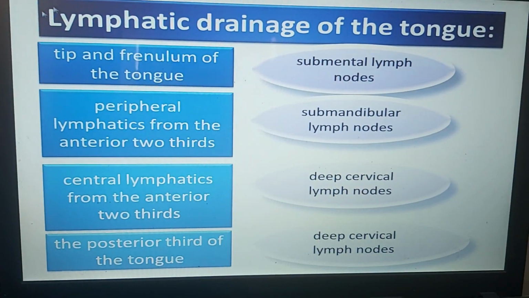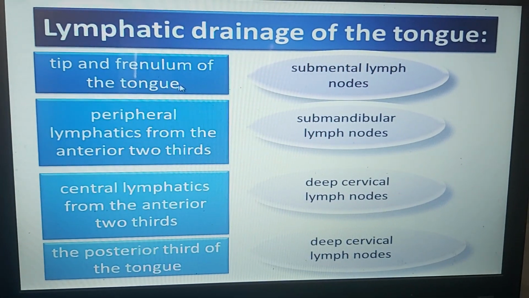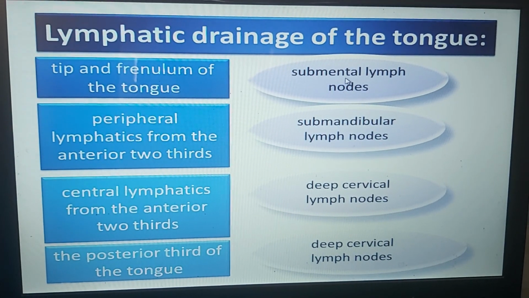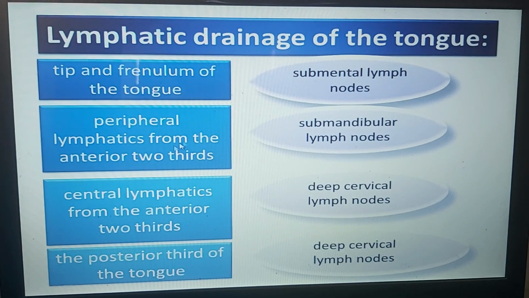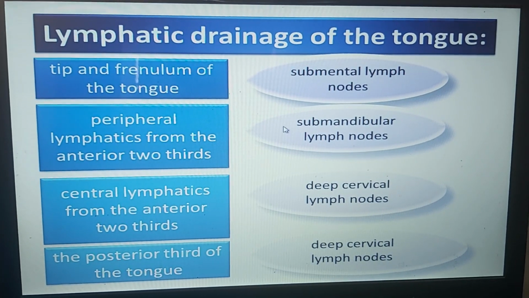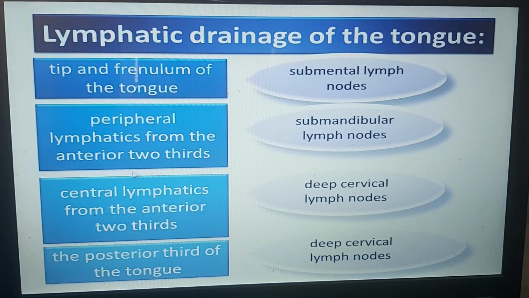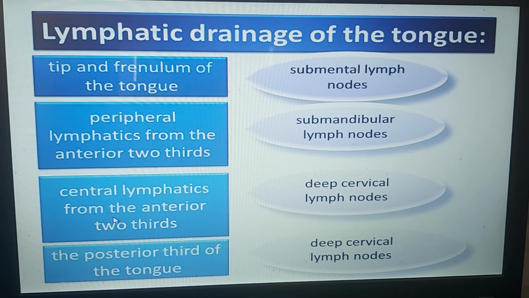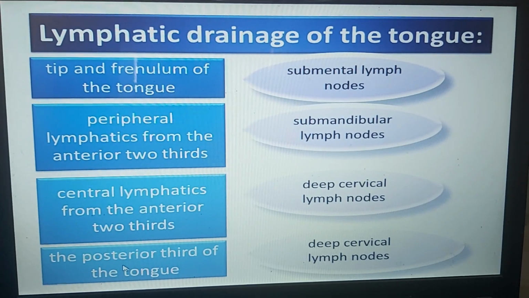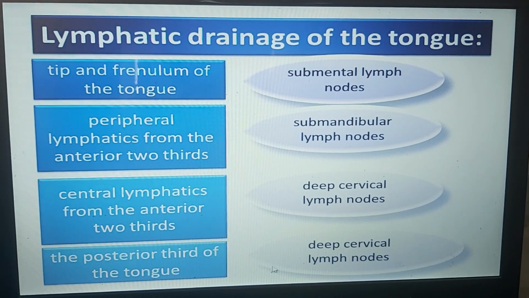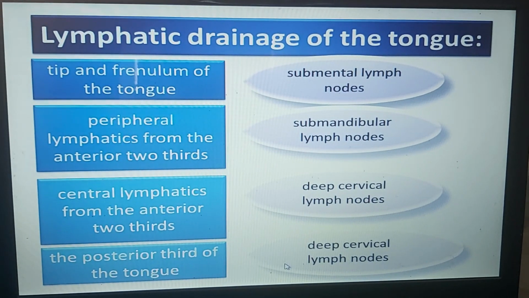Lastly, the lymphatic drainage of the tongue. The tip and frenum of the tongue drain into the submental lymph node. Peripheral lymphatics from the anterior two thirds drain into the submandibular lymph node. Central lymphatics from the anterior two thirds drain into the deep cervical lymph node, and the posterior third of the tongue drains into the deep cervical lymph node.